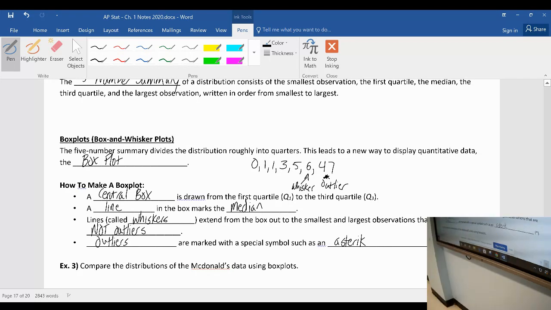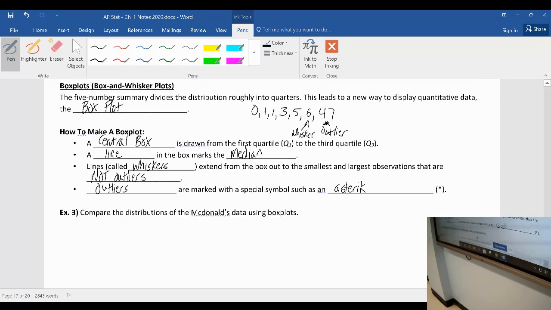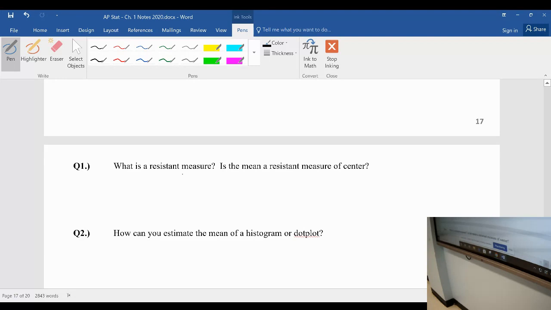Okay? We're going to compare the distributions of the McDonald's beef and fish sandwiches in class, so you don't have to worry about that, as well as answer the questions that follow. So make sure you have all this down. If you want to try and answer these questions ahead of time, feel free, but we'll go through the rest of this part of the notes in class.